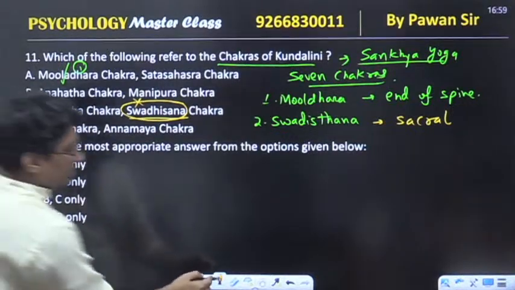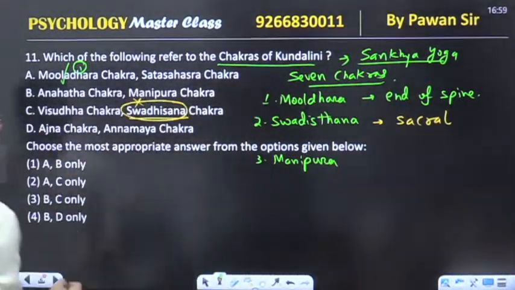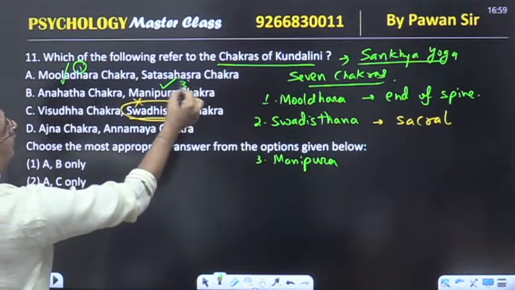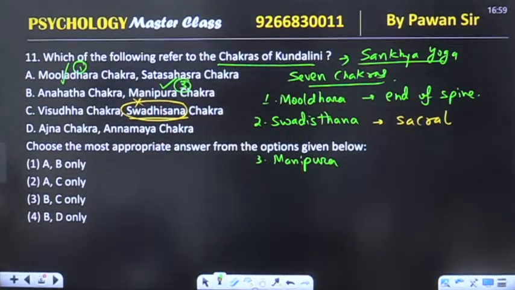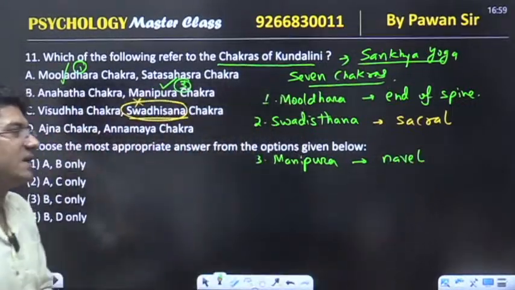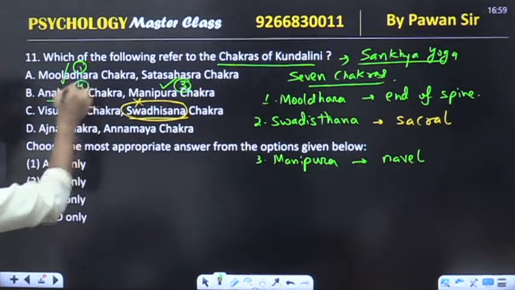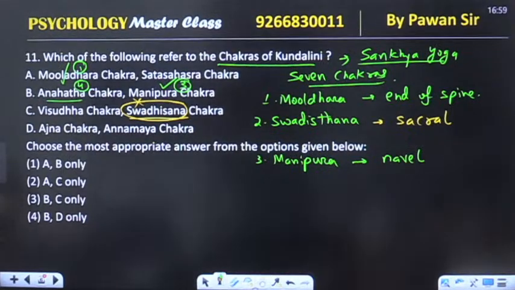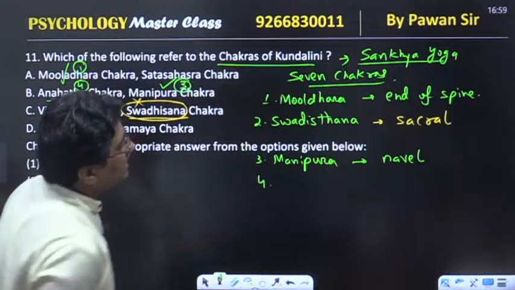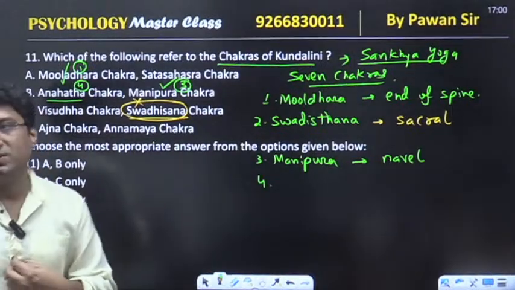The third one is the Manipura chakra. It is the solar plexus chakra, located behind the navel. Then comes the fourth one, the Anahata chakra, which is the heart chakra, located between both of the bronchi.